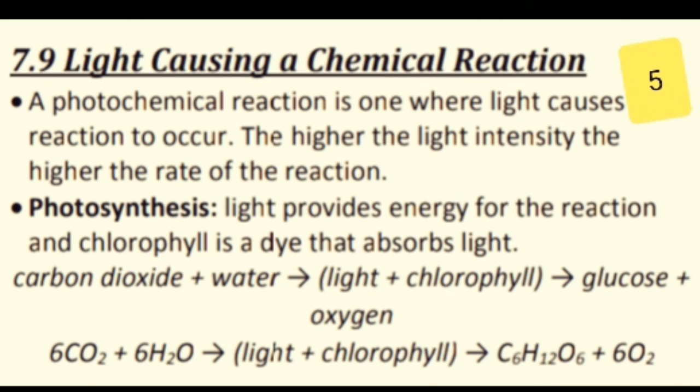Example for photochemical reaction, photosynthesis. Green plants make their own food with the help of carbon dioxide and water. This carbon dioxide and water will change to glucose and oxygen. This chemical reaction takes place only in presence of sunlight. Such types of chemical reactions are called photochemical reactions.